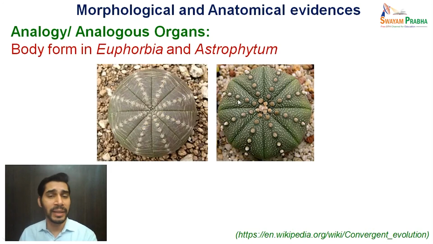Yet another example, as you can see, these two very similar looking body forms of different organisms, let's say Euphorbia and Astrophytum. They do appear similar, but do they have the same structure or the same function? No, they have the same functions, but their structures are different. So again, these are examples of analogous organs.